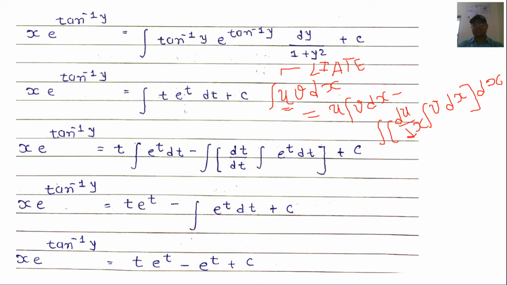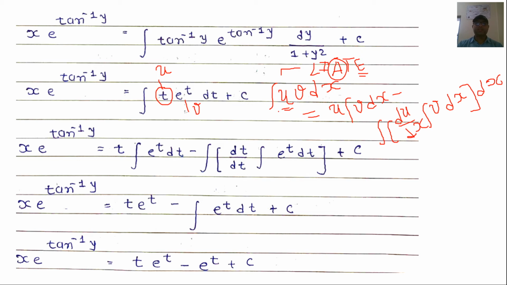L stands for logarithmic function, I stands for inverse function, A stands for algebraic function, T stands for trigonometric function, E stands for exponential function. So here the exponential function is taken as the last priority. First priority is given to the logarithmic function, but there is no logarithmic function. Second priority is given to the inverse function, there is no inverse function. Third priority is given to the algebraic function. So t is the algebraic function. So take t as u and e raised to t as v.